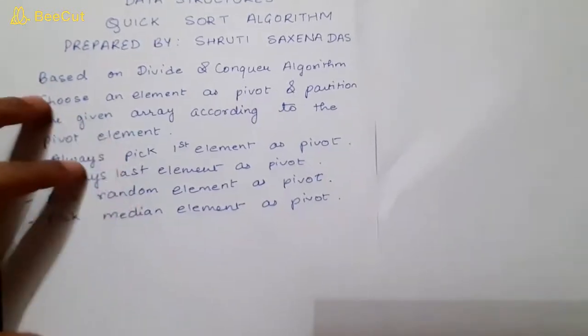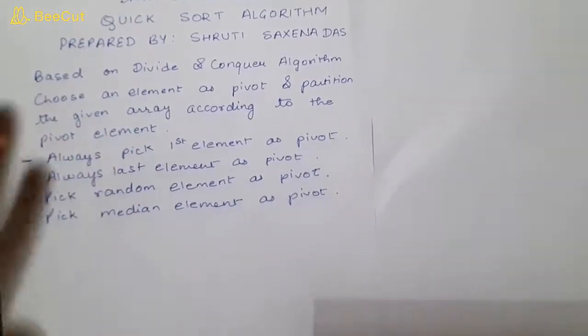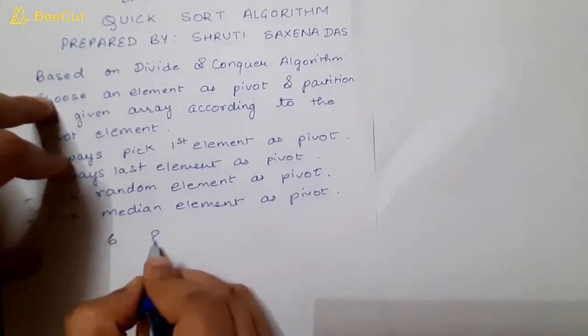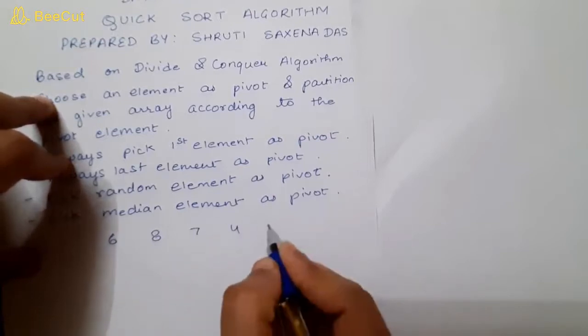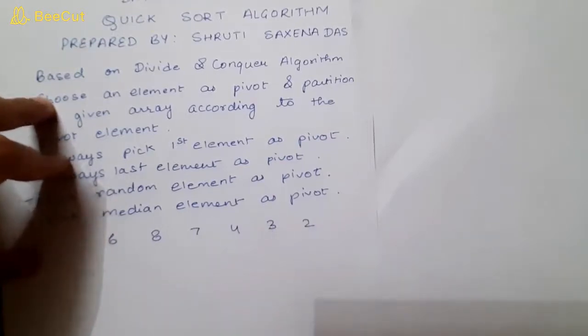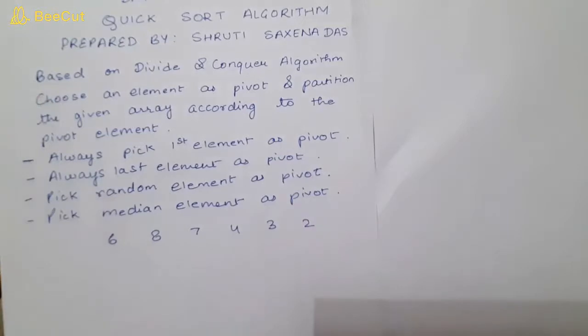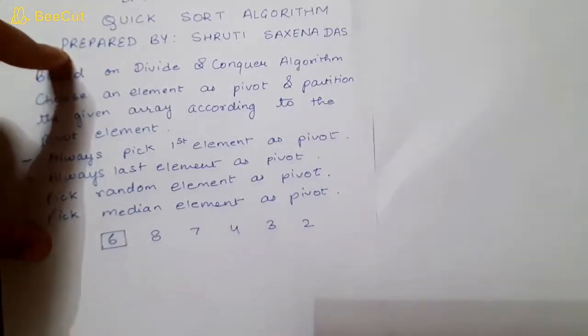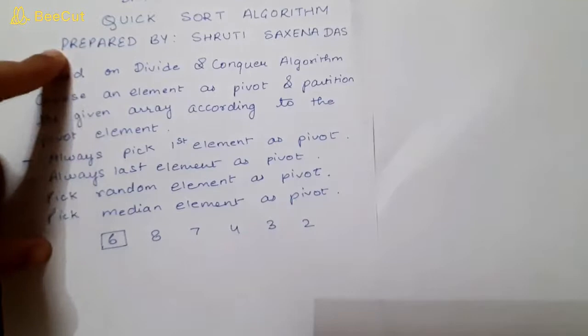First of all we'll see the example and then we'll move on to the algorithm. Suppose we have array elements like this: 6, 8, 7, 4, 3, 2. These are not arranged in any order and we have to apply a sorting technique, so for that we are using Quicksort. In Quicksort, the first step is to choose the pivot element. As I said, in our example we are going to take the first element as the pivot element.